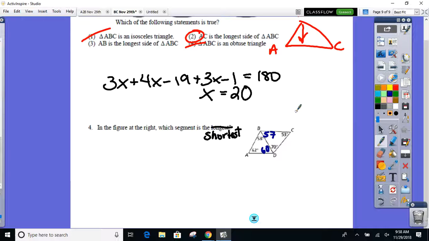But what do you notice about triangle ABD? Is BD the smallest side in that one? No, it's actually the longest one, right? So there's got to be something smaller than it. So how are we going to figure out if it's not BD, what's it going to be?